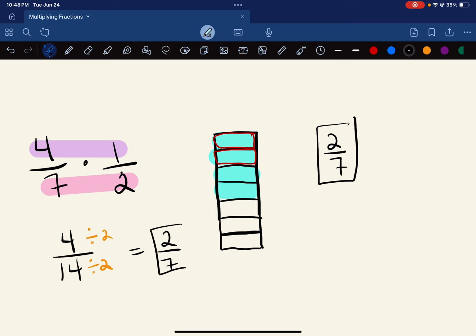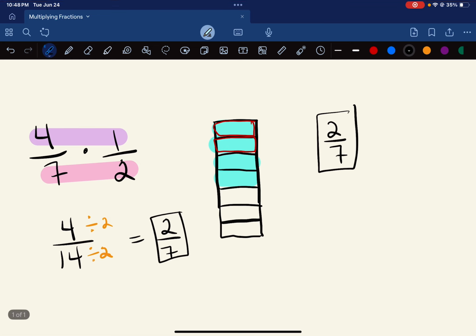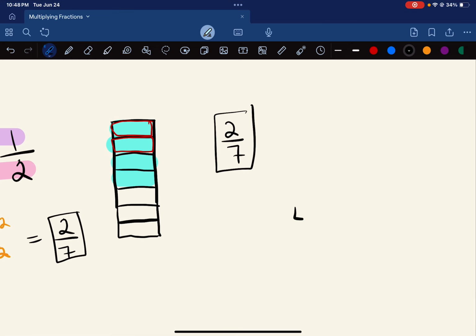And there you have it. 2/7 and 2/7. Now, I do know some people that would rather reduce their fractions before they multiply so that you don't have to work with numbers that are as large. And it wasn't too difficult with these two problems because 4/7 and 1/2, those aren't very large. But let's look at that right here.